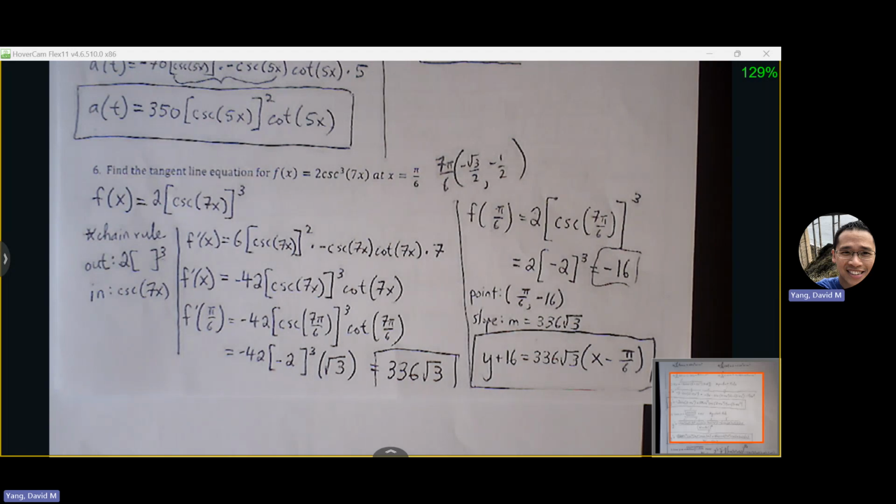That's just going to be your slope. Once you have your slope, you can find the ordered pair earlier if you like. Plug 7 pi over 6 in for x. Get negative 2 cubed times 2 is negative 16. You have your ordered pair, you have your slope, and put it all together, point slope.